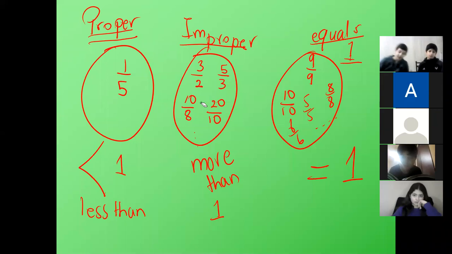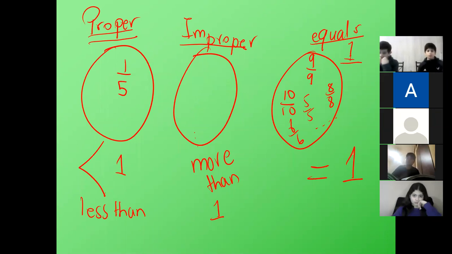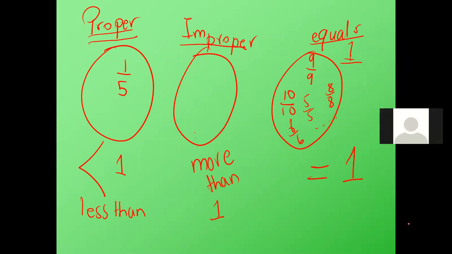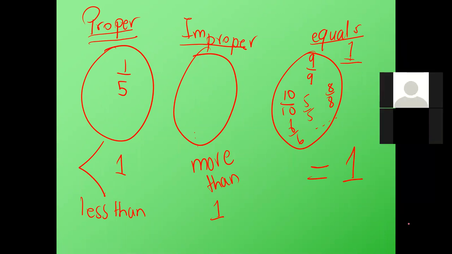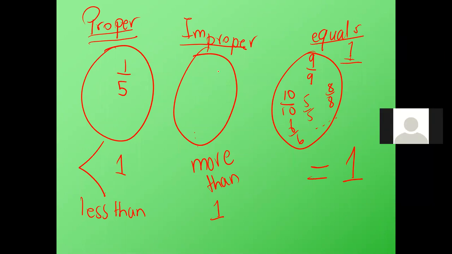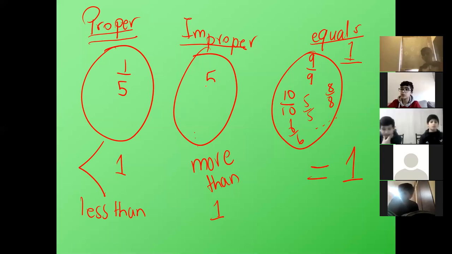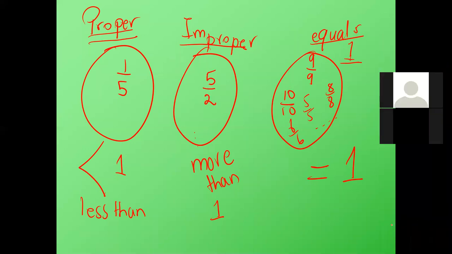Teacher, I'm here. Asil, when do we say a fraction is improper fraction? Give me an example of an improper one. Ayman, pay attention. Yes, teacher. Ayman, give me an example of an improper fraction. 5 over 2. Excellent. So give me a definition: when do we say a fraction is improper?